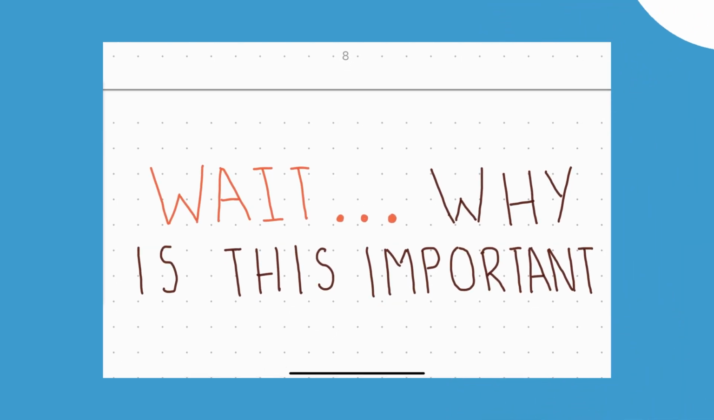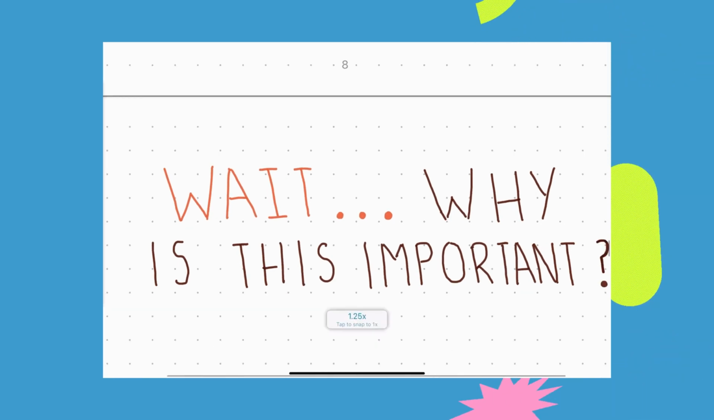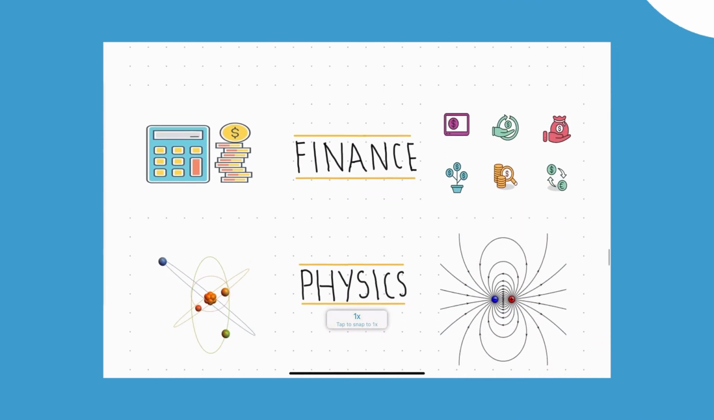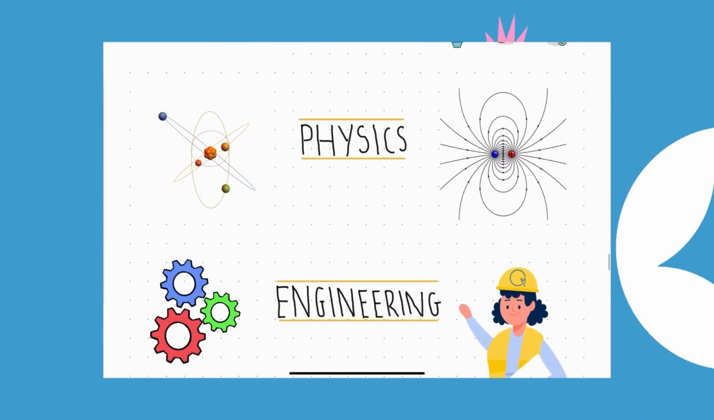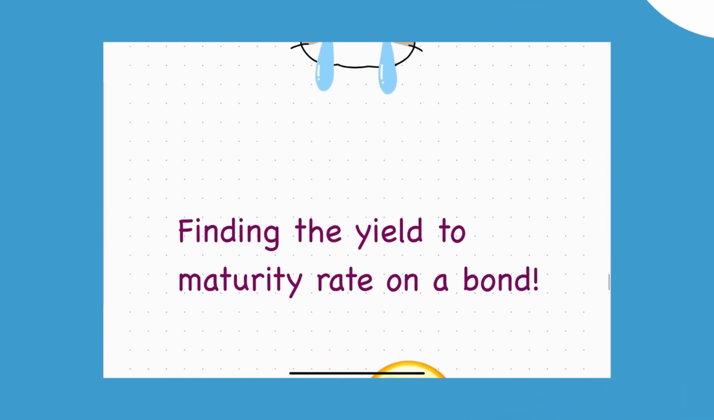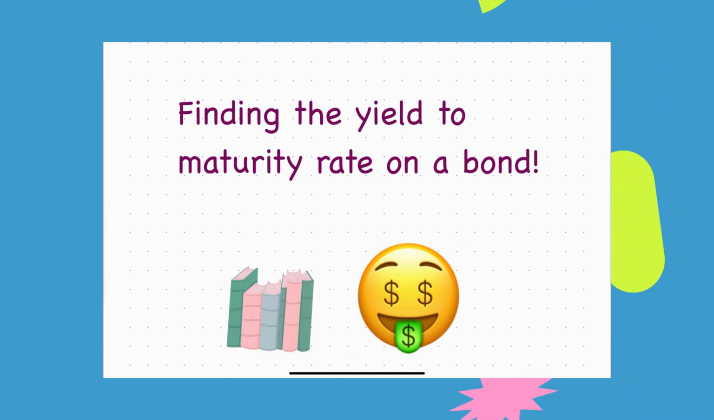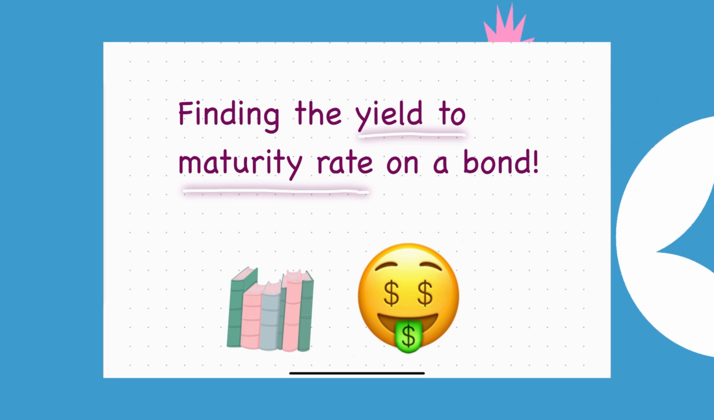Linearization and Newton's method is important to teach in high school because it will prepare students for success in the real world in topics such as finance, physics, and engineering. Let's do one! In finance, we can use Newton's method to find the yield to maturity rate on a bond. The yield to maturity rate is a calculation of how much an investor will receive from a bond if they hold the bond until it matures.